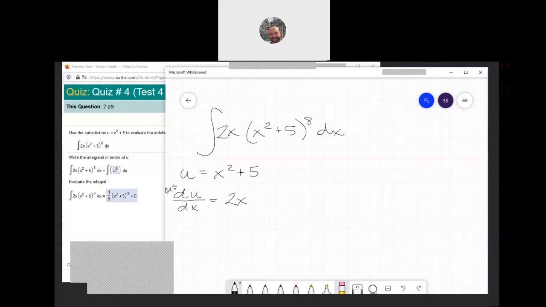I want to solve this for du. So du, all we do is cross multiply. du is equal to 2x dx. Right, so now you can see this entire integral right here can be rewritten in terms of u instead of x's in there. So right here, I'm going to highlight in red, this is u.